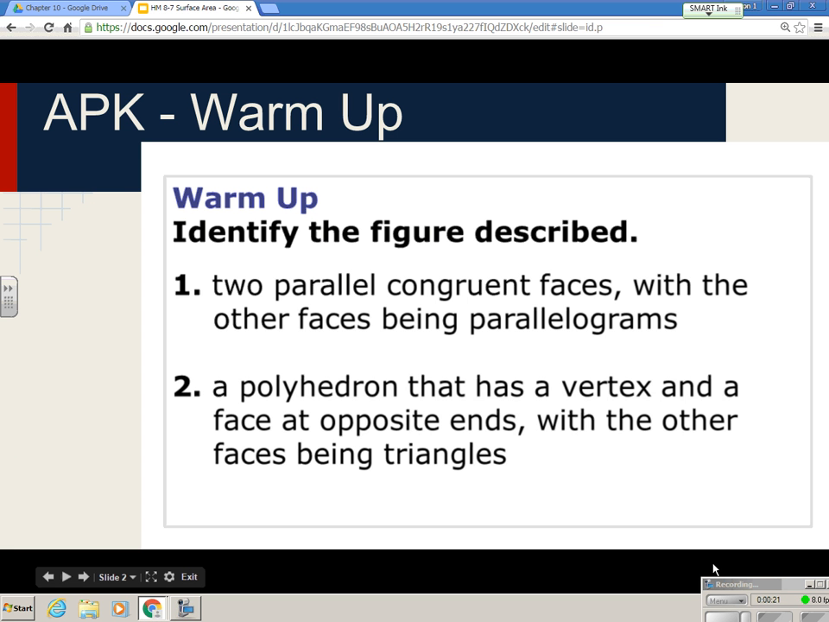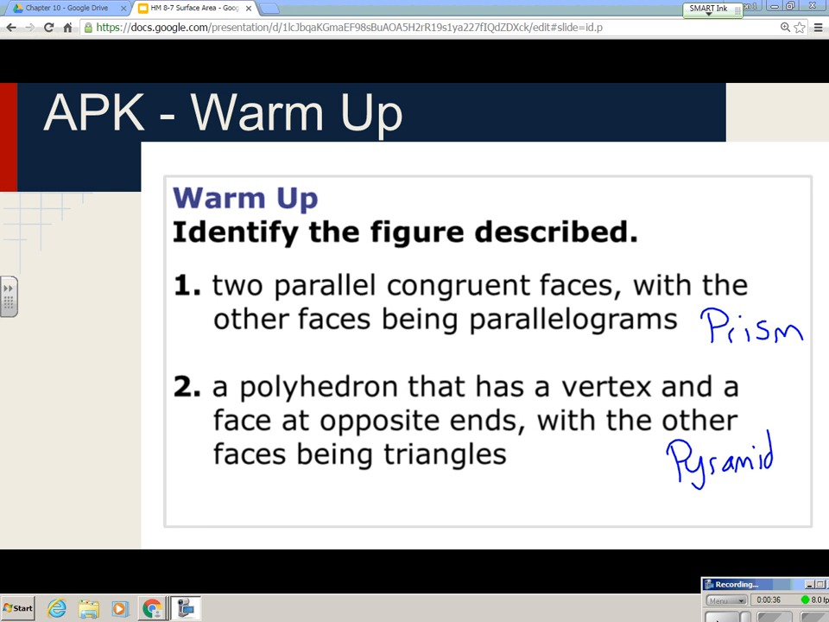All right, so I have two little descriptions here, and what I want you to do is try to figure out which figures are being described in these two scenarios. Come back when you got the answers written down, see if you got them right. Here are the answers you should have received. Prism and pyramid are the right answers. If you got those right, give a nice head nod. Yeah, feeling good.